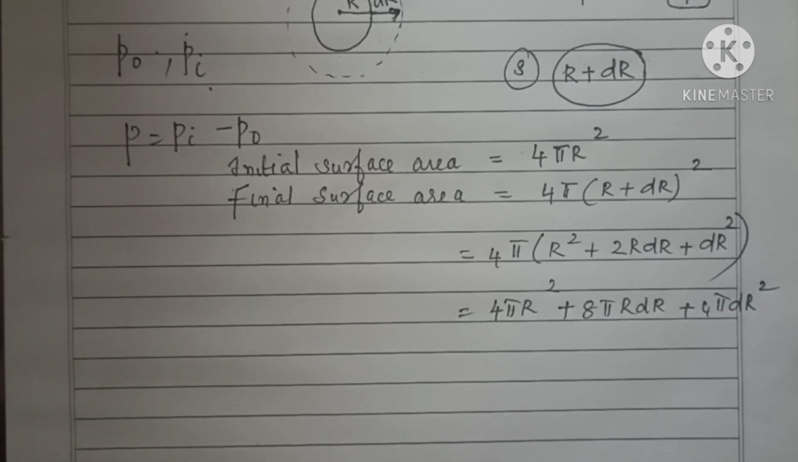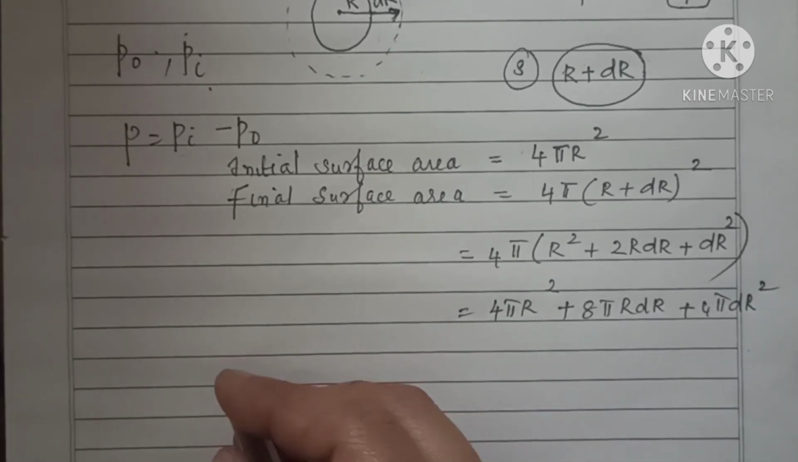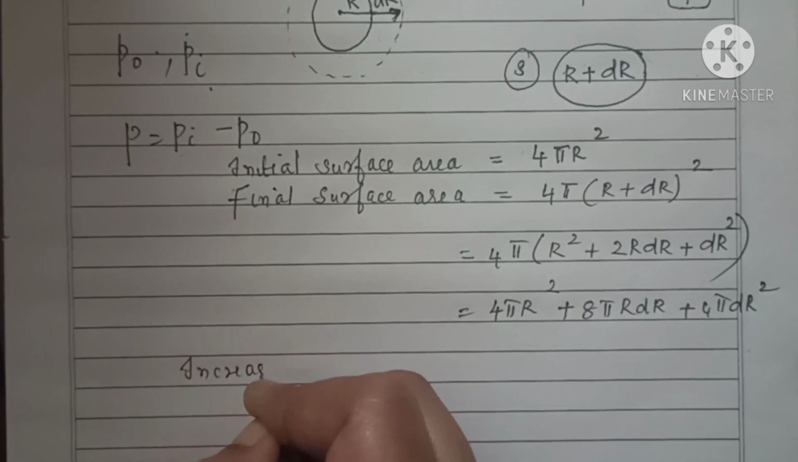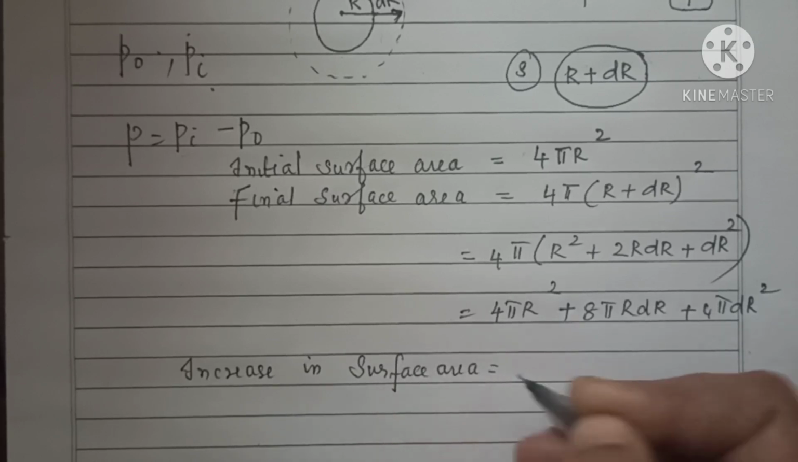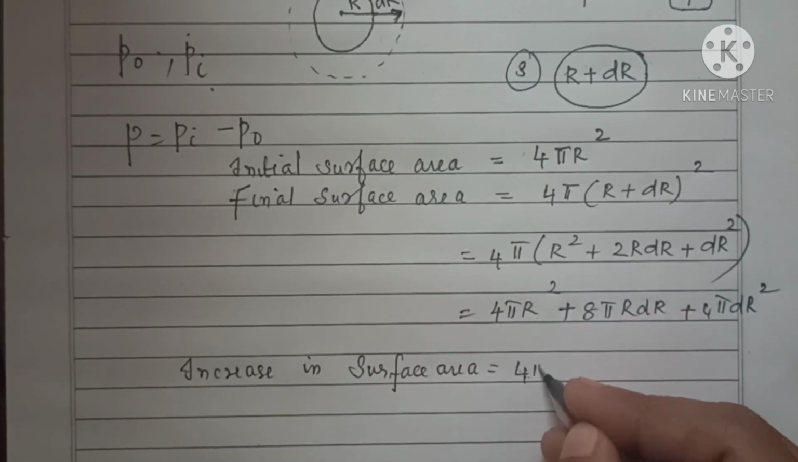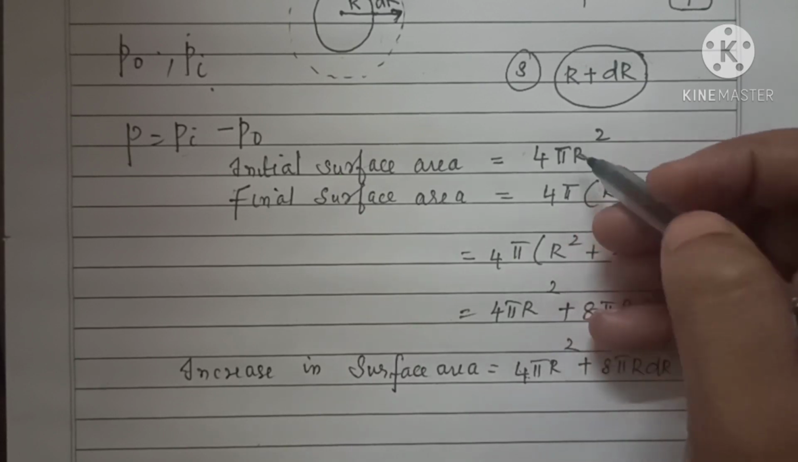Now there is an increase in surface area, right? Because of the change in radius, there is an increase in surface area. How can you find that? As final area minus the initial area. Also here, dr square is a very negligible change, so this term can be neglected. So to find the change in surface area, or the increase in surface area, how can you write it? Increase in surface area can be denoted as this term, that is the final value minus the initial value.